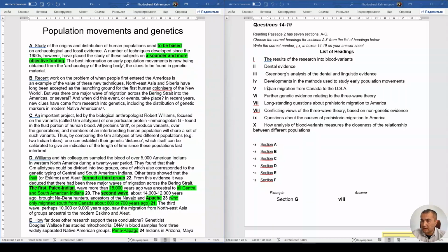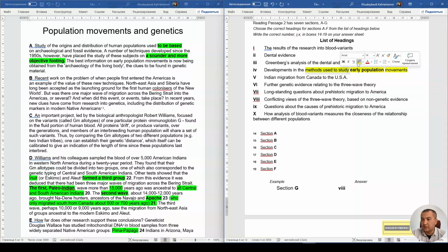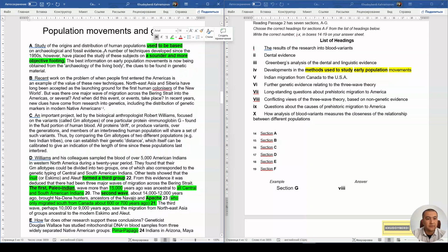All right, let's pay attention here. You see results of research into blood variants, dental evidence, developments in the method, early population movement used to use it to study. Use it to here refers to past simple, and we have the keyword here, used to, based on archaeological and fossil evidence. Developments here, and that's why the answer should be 4.